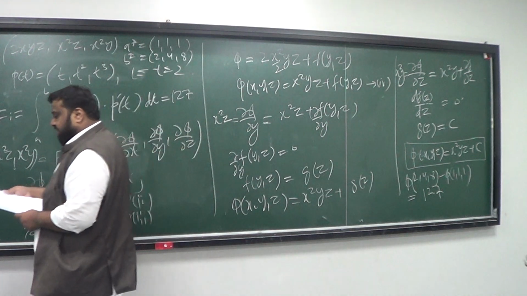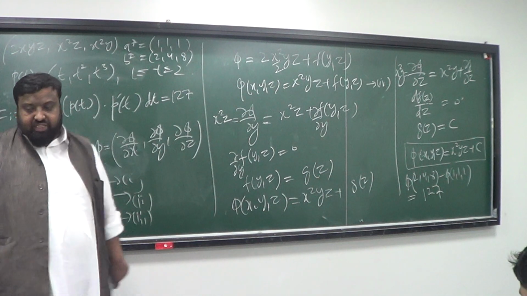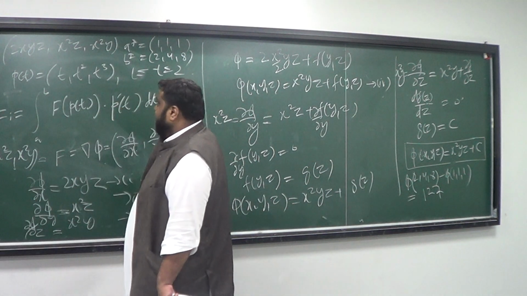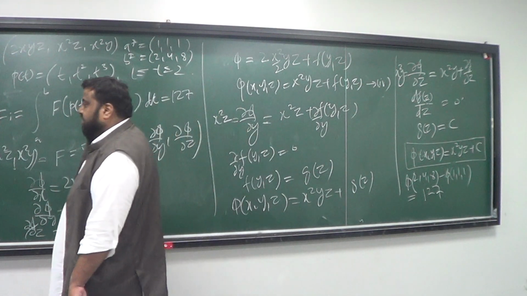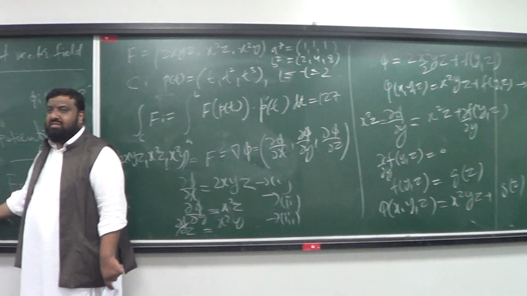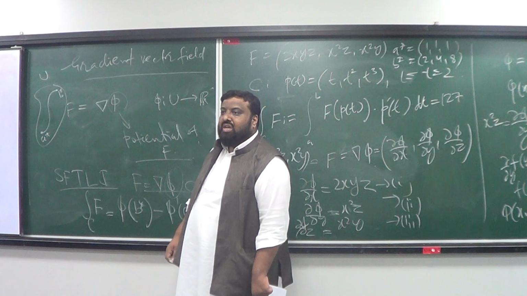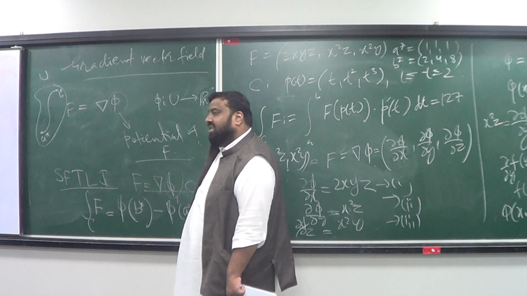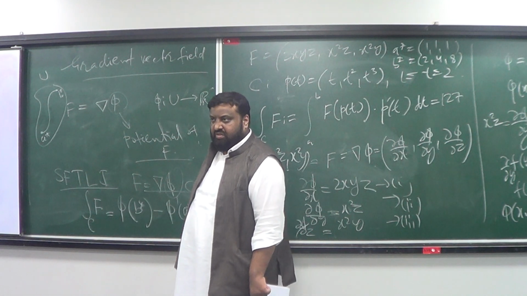Now what are the immediate consequences of this second fundamental theorem of calculus? The second fundamental theorem of calculus tells you that if f is a gradient field, in other words, a gradient of a scalar field, then this integral does not depend on the curve, it just depends on the endpoints. It's independent of the path, independent of the curve.